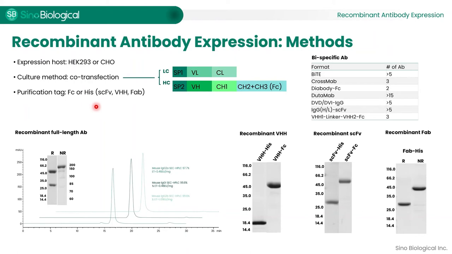Here are also shown some cases of antibody fusion proteins, so we can express VHH antibody fused with histidine tag, fused with Fc tag, and also applied to the scFv as well. We can also produce the Fab in a histidine tag fused format. We also have some experience in producing bispecific antibodies using different formats. We prefer the client to provide us with the sequence of the antibodies for those bispecific antibodies.